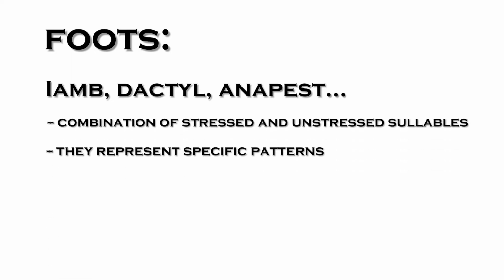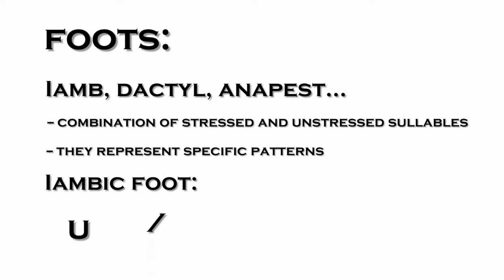In poetry, we have certain feet: iamb, dactyl, and anapest. Those feet are a combination of stressed and unstressed syllables and represent specific patterns. In iambic feet, the first syllable is unstressed. The second one is stressed. For example, "to be or not to be." Unstressed, stressed, unstressed, stressed. This is as far as we will go into poetry.